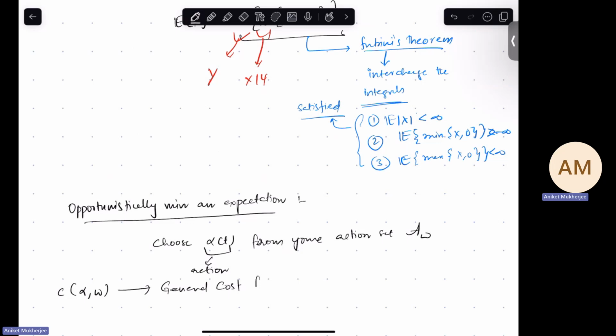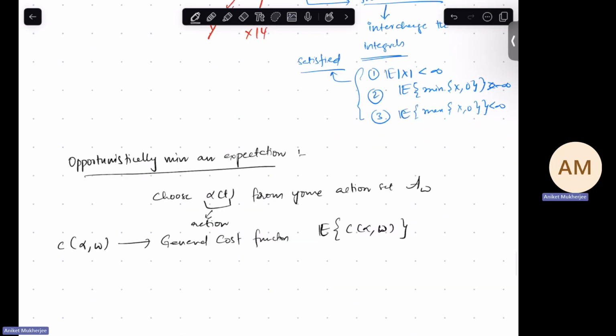I've not specified what the function form is. So what is our goal? Our goal is to determine a policy of choosing this alpha such that you minimize the expected value of the cost C(alpha, omega), right? You choose a series of these alphas, with the expectation taken with respect to the distribution of omega, because the only randomness in this cost function comes from omega, not from alpha, because alpha is the action that you are choosing.